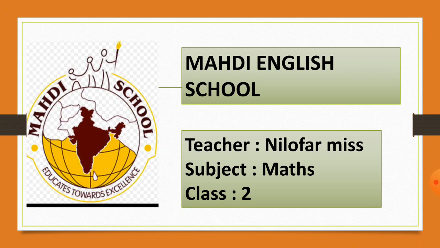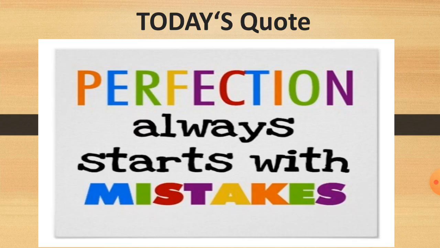So before we start our online session, let's read today's quote: perfection always starts with mistakes. So if you want to be perfect, then you have to make mistakes. Okay, if you make a mistake while solving the sum, it's okay to be perfect. If you make any mistake while solving the sums or any other things, it's a sign of perfection. So go ahead and do the perfection.